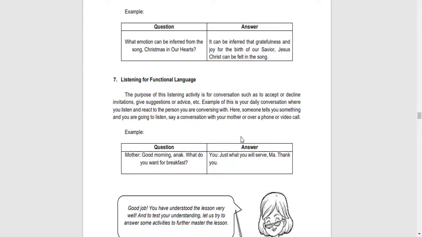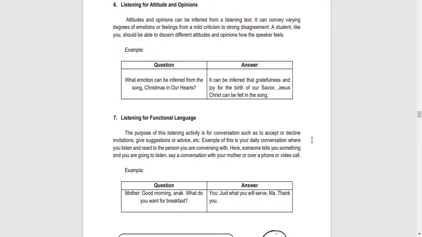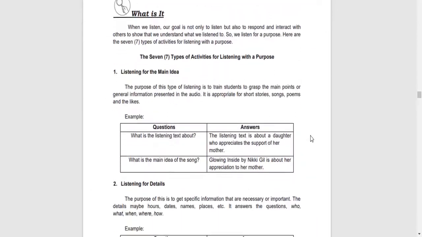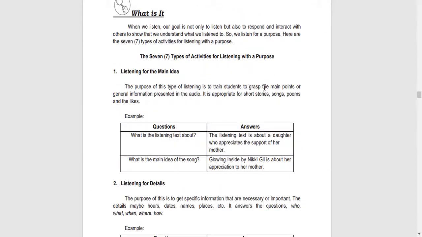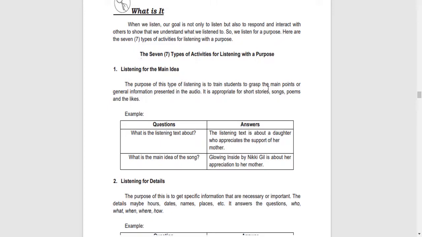So through listening, you can learn a lot. You can learn functional language. And those functional language are sometimes used in everyday conversation. So try to remember those seven types of activities for listening with a purpose. Usually we listen because we have a reason why we listen.